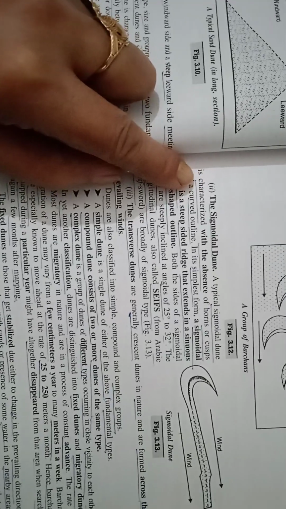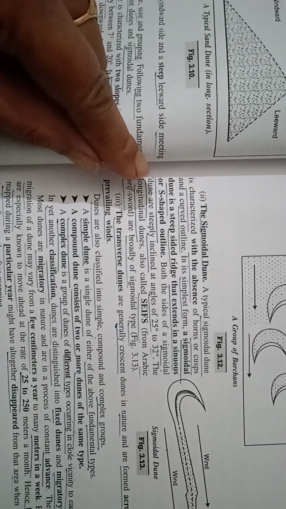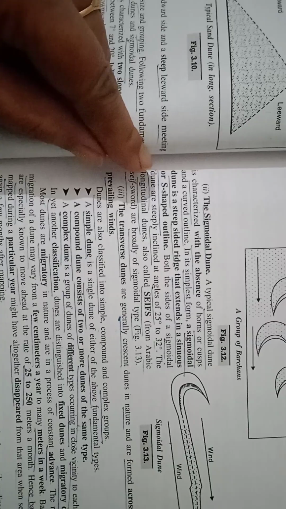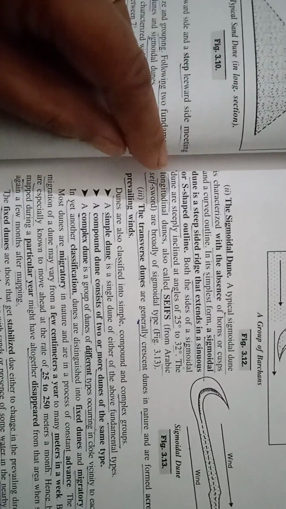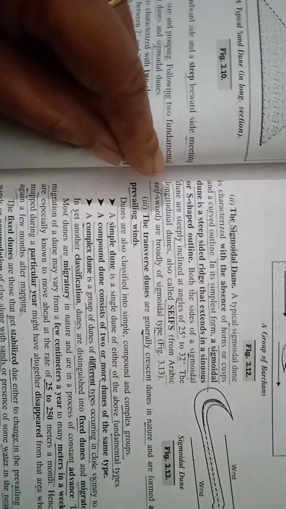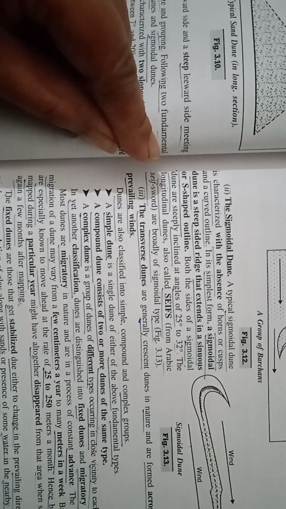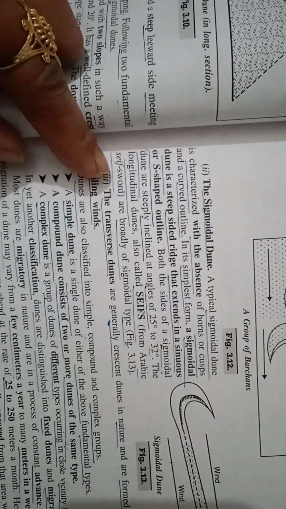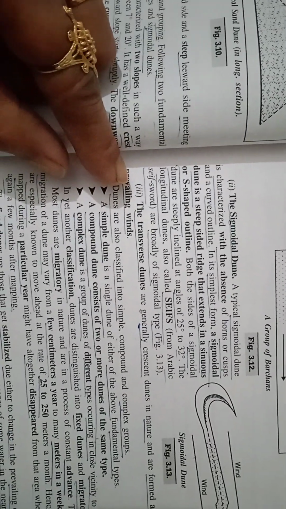Sigmoidal dunes. A typical sigmoidal dune is characterized by the absence of horns or cusps and arc-curved outlines. In its simplest form, a sigmoidal dune is a steep-sided ridge that extends in a sinuous or S-shaped outline. Both sides of a sigmoidal dune are steeply inclined at angles of 25 to 32 degrees. The longitudinal dunes, also called Seif, from the Arabic word for sword, are broad relatives of sigmoidal types.